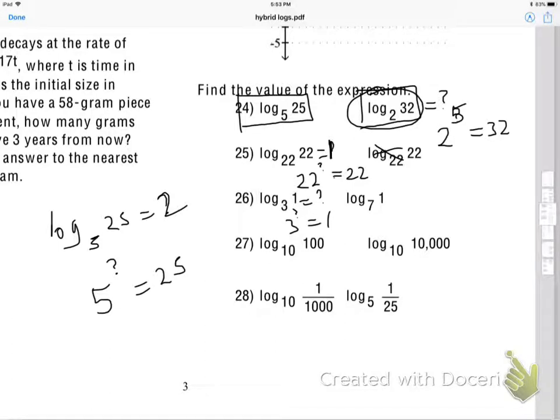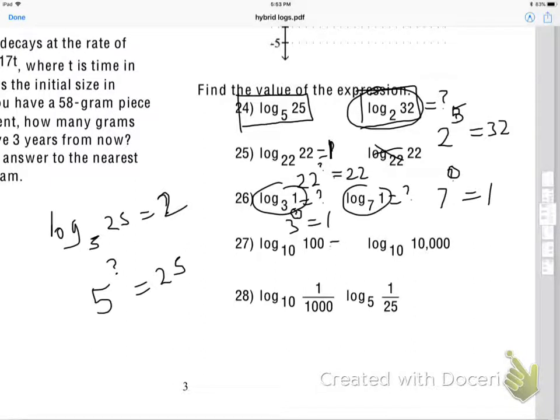Now, whenever you log a 1, no matter what the base is, the answer is going to be 0. Remember 3 to the power 0 is 1? Just like this here. What do I need to raise it to? 7. What do I need to raise it to get to 1? It's going to be 0, okay? So again, whenever you log a 1, you're going to get 0.